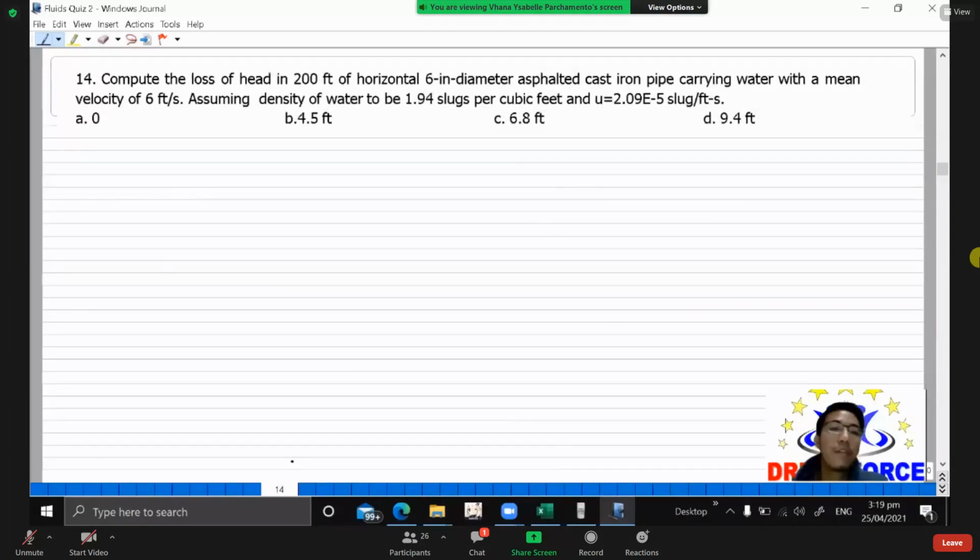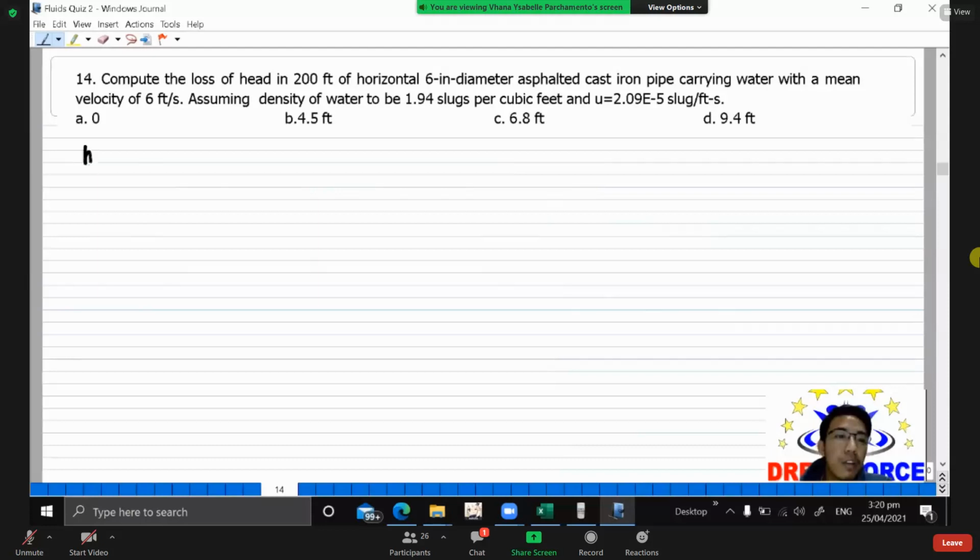Okay, so let's solve number 14 and number 15 simultaneously. Compute the head loss in a 200 feet horizontal, 6 inches diameter asphalted cast iron pipe carrying water with a mean velocity of 6 feet per second, assuming a density of water to be 1.94 slugs per cubic feet, and mu, that is 2.09 times 10 raised to negative 5 slug per feet second.